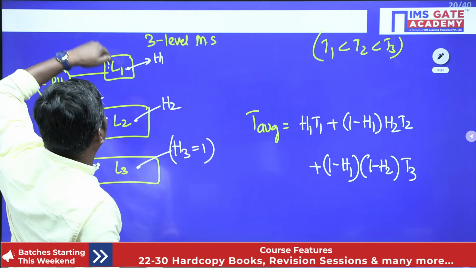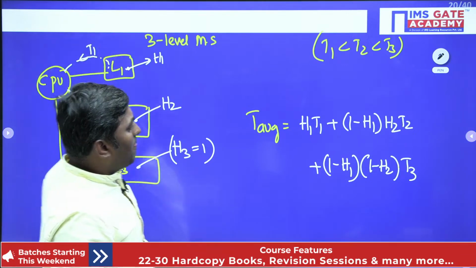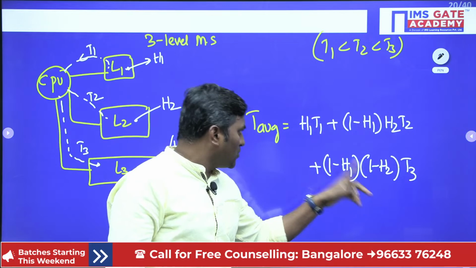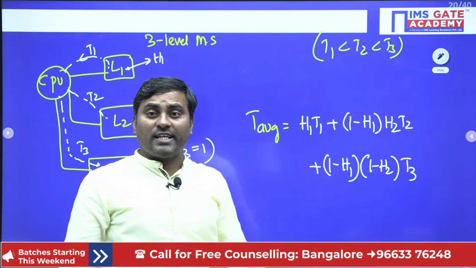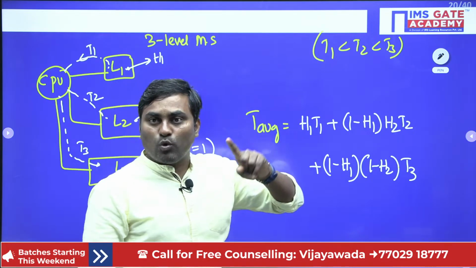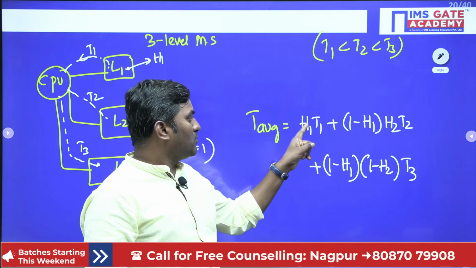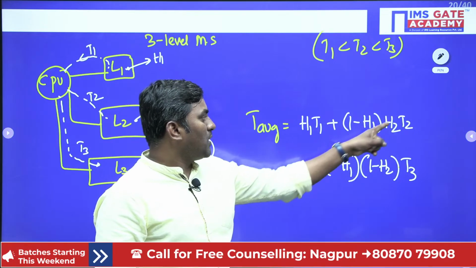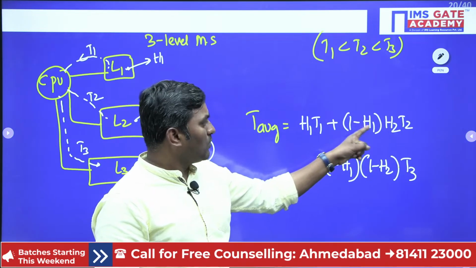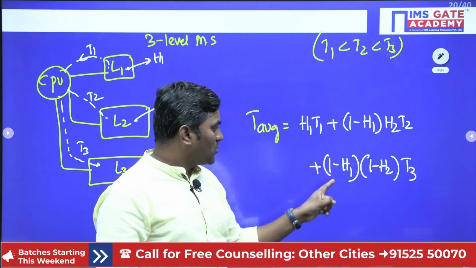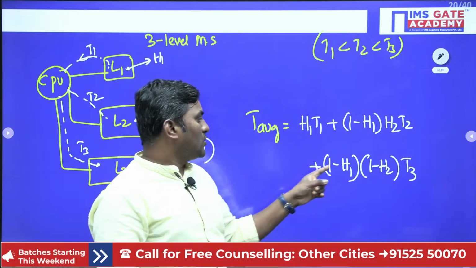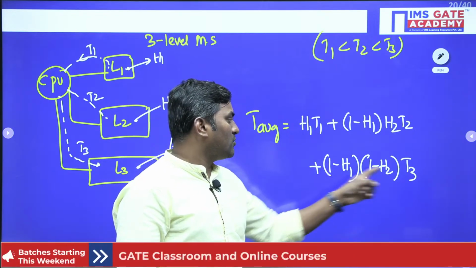If H1 is present, H1 equal to 1, this will give T1 only. H1 equal to 1, so this part becomes 0, and it is T1 only. Suppose the second case, only level 2 is present: H1 is 0, H2 equal to 1. So this part becomes 0, and the remaining factor is 1 only. H2 equal to 1, T2 comes. If both cases miss, the third one, H1 is 0, H2 is 0, definitely this will be T3 only.